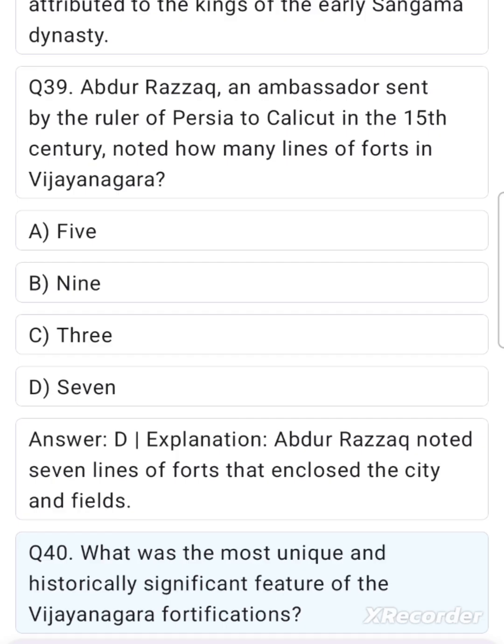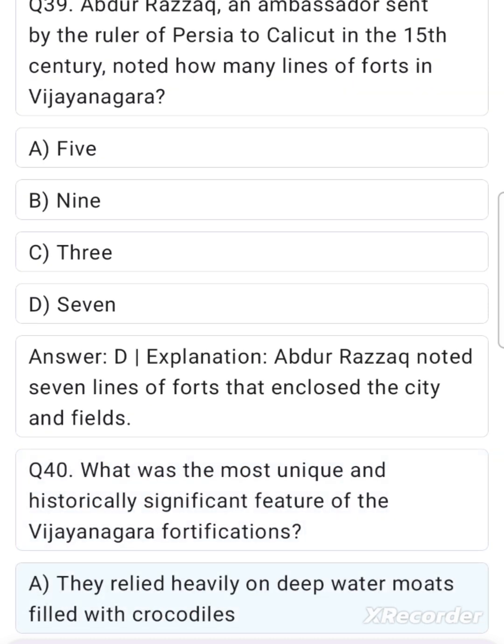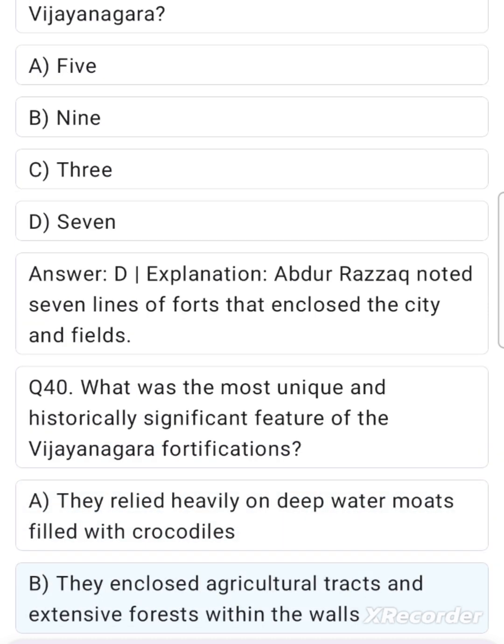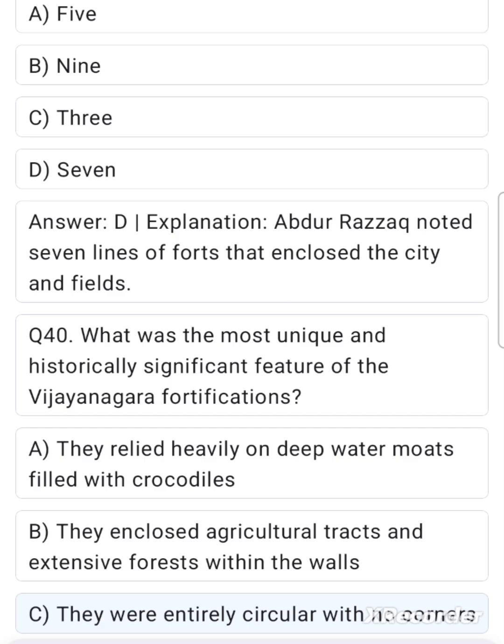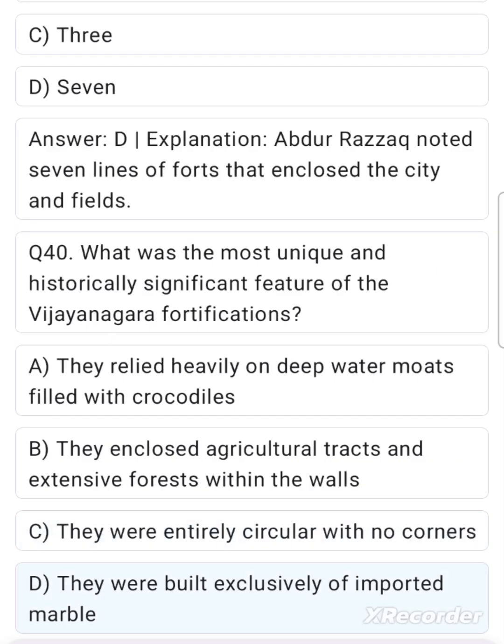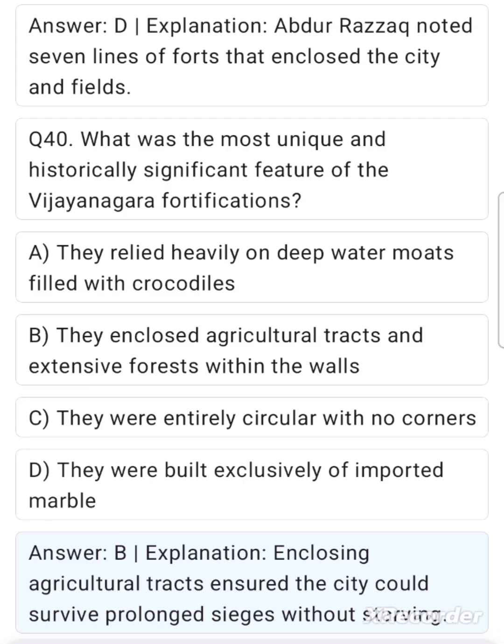Q40. What was the most unique and historically significant feature of the Vijayanagara fortifications? A. They relied heavily on deep water moats filled with crocodiles. B. They enclosed agricultural tracts and extensive forests within the walls. C. They were entirely circular with no corners. D. They were built exclusively of imported marble. Answer: B. Explanation: Enclosing agricultural tracts ensured the city could survive prolonged sieges without starving.